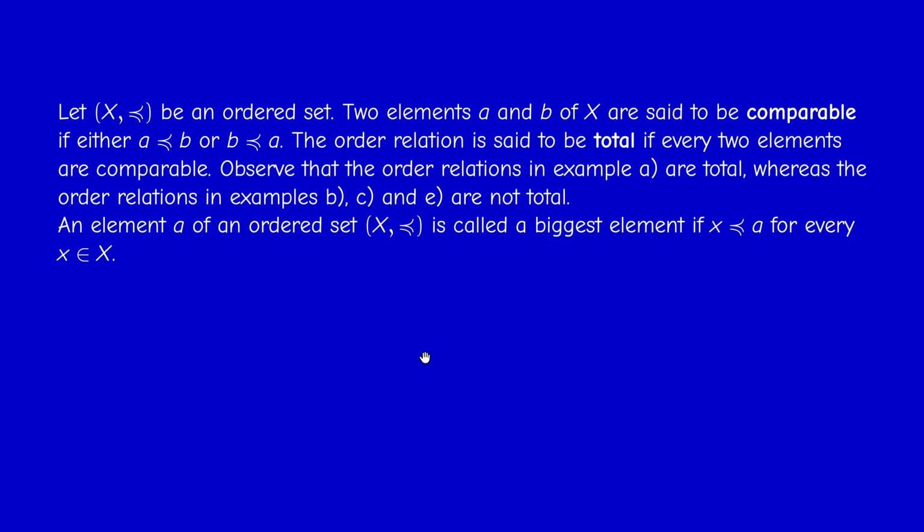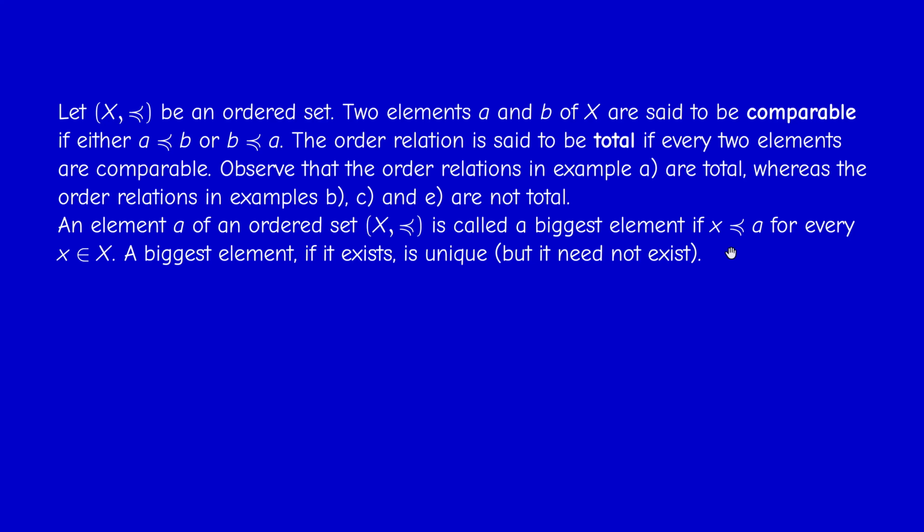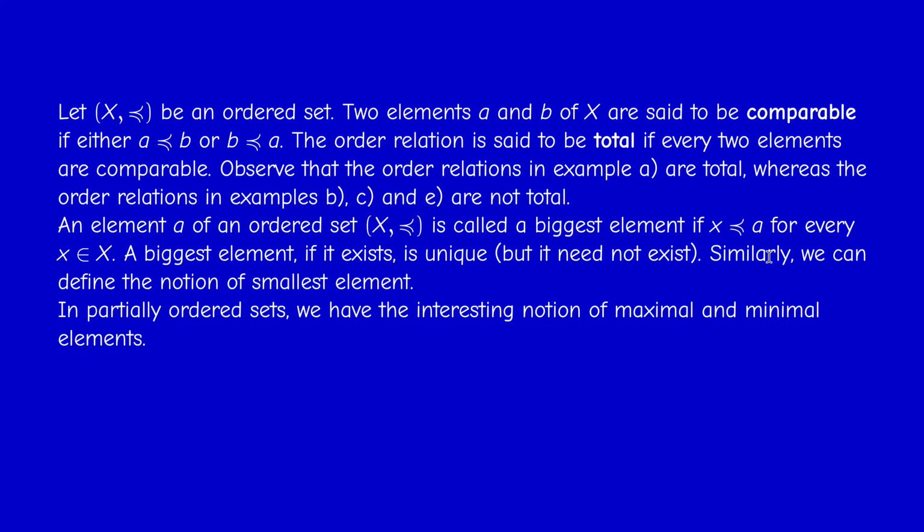Now the biggest element, as its name suggests, is an element A which is bigger or equal in the order relation than any other element. Same thing for smallest element. And when there is a biggest element, it's necessarily unique. Why? Because suppose that you have two biggest elements, A and B, then you get A less or equal than B because B is the biggest, and B is less or equal than A because A is the biggest. So by antisymmetry, A equals B. And we have also the notion of smallest element, same thing.